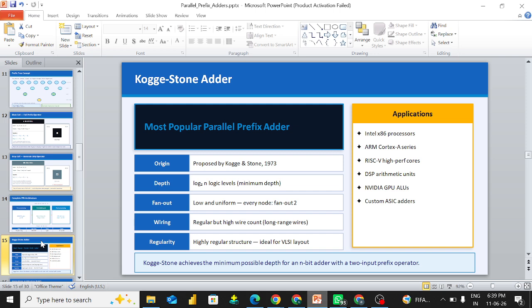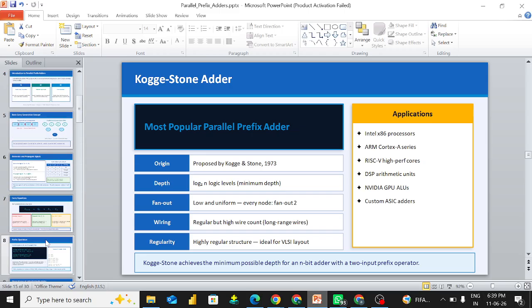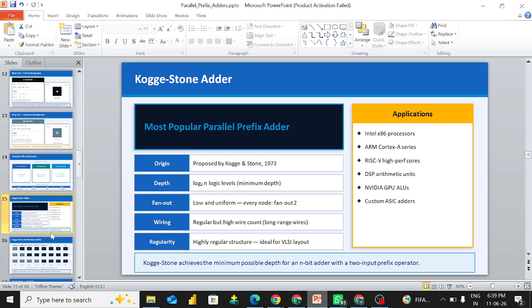Before going to the Kogge-Stone and the other adders like Sklansky and Brent-Kung, we should recall some basic concepts, like generate and propagate signals. Generate signal you can write with the equation gi equals ai AND bi, whereas the propagate signal is pi equals ai XOR bi.